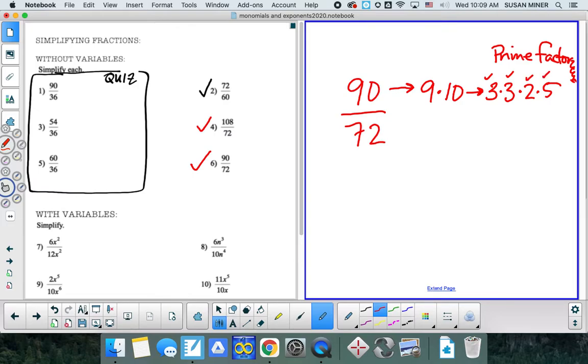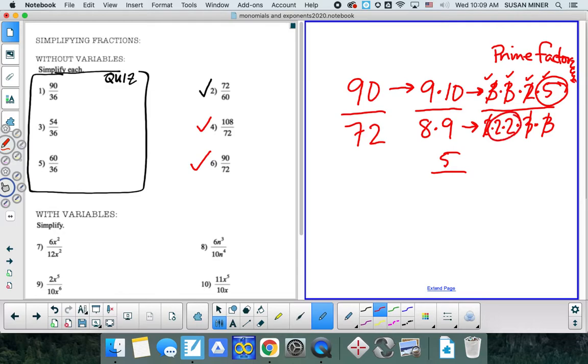I can do the same thing with 72. I know 72 is 8 times 9. And I can break that down even farther so that I have 8 would be 2 times 2 times 2, right? 4 times 2. And then 9 would be 3 times 3. And if I prime factor everything, then all I have to do is go through and I can cancel out any numbers that are the same. And then whatever is left over, 5 would be on top. And 2 times 2 would be left over on bottom. There's my most simplified fraction, 5/4.